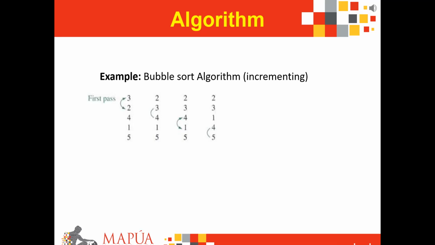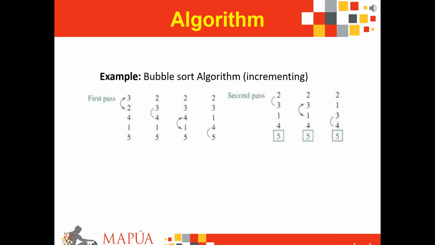Hence, on the next adjacent values, 3 and 4, no swapping is done. The next adjacent numbers compared are 4 and 1. Swapping is done because they are in the wrong order. And finally, 4 and 5 are in the correct order, therefore no swapping is done. After which, the highest number, which is 5, seen at the bottom of the list, is locked into place. And then the process is repeated again for the remaining values.